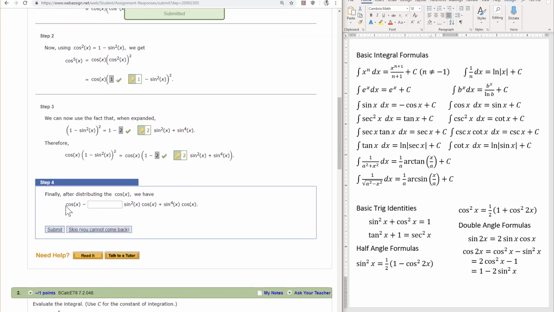Now that we have that, we're going to distribute the cosine x. So cosine x times 1 is cosine x. And then cosine x times negative 2 sine squared x is going to be negative 2 sine squared x cosine x. And then we have sine to the fourth x times cosine x, since that's the last term. Okay. Now we're going to note that each of these has a cosine x associated with it. Now the first one is just the integral of cosine x, but then the others will be a u substitution, as we'll see.